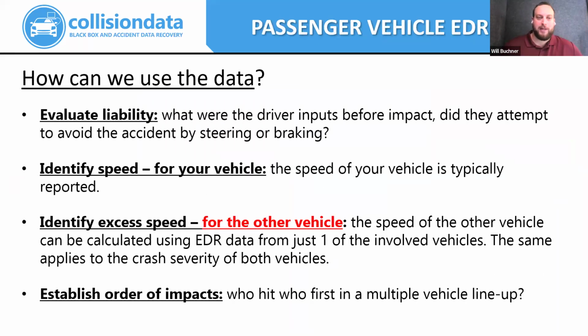So how do we use this? We can use it to evaluate liability. We can see if someone was distracted. We can identify the speed of a vehicle. It will tell me exactly how fast someone was going leading up to an accident, how fast they were going at impact. Did they take any evasive maneuvers? Did they start braking, with appropriate time, and all kinds of other things. Also helps us establish that order of impact, which can be incredibly important in a 3-car plus pileup.